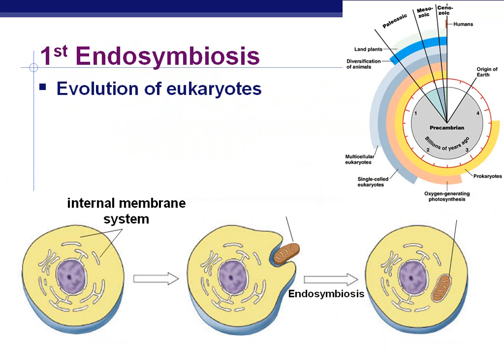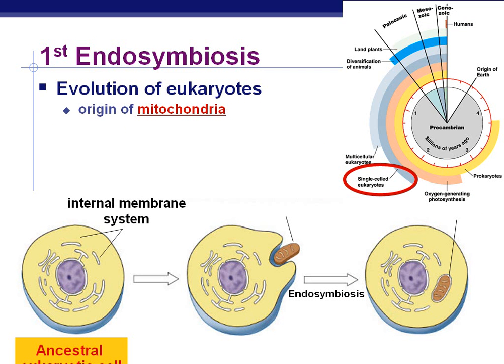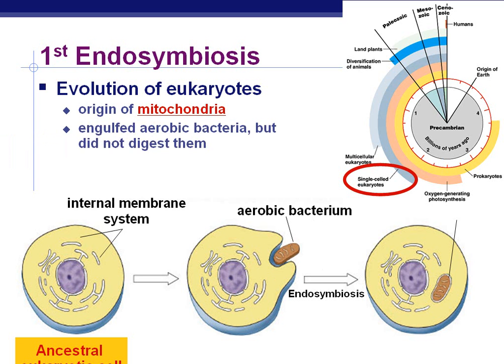So let's take a look at the first endosymbiosis. There were two, and the further evolution of eukaryotes. So here we're looking for our single-celled eukaryotes, the origin of mitochondria. Here's your ancestral eukaryotic cell, which then engulfed an aerobic bacterium, but instead of digesting it, did not. And in this, there was a mutually beneficial relationship.